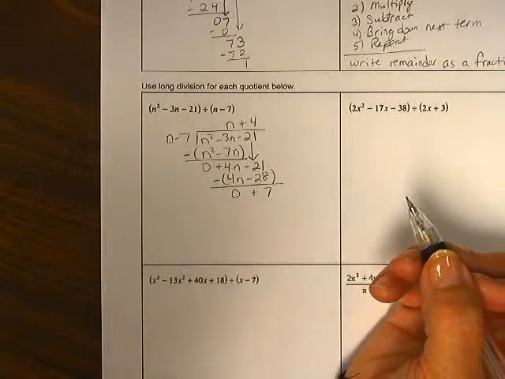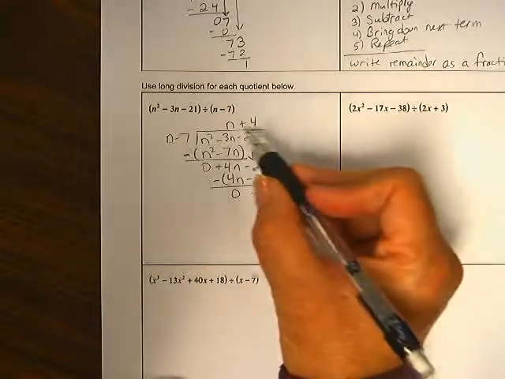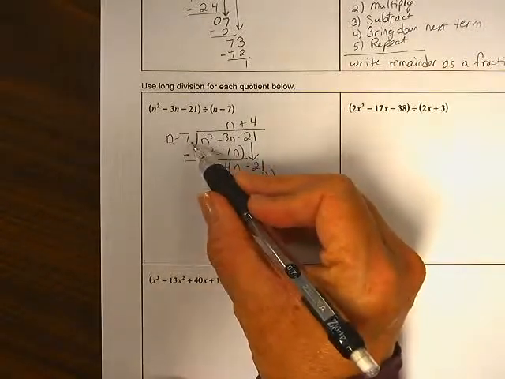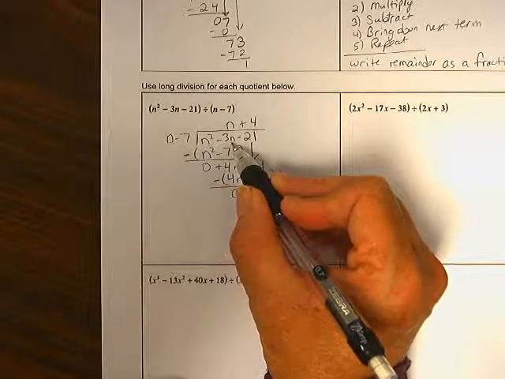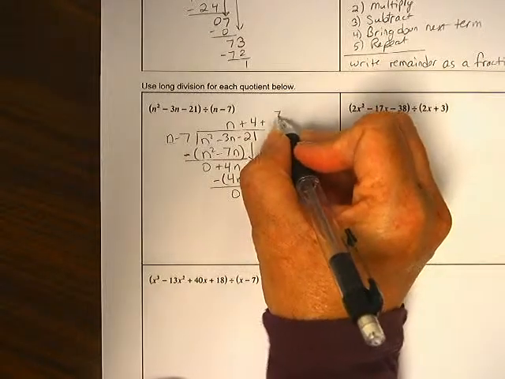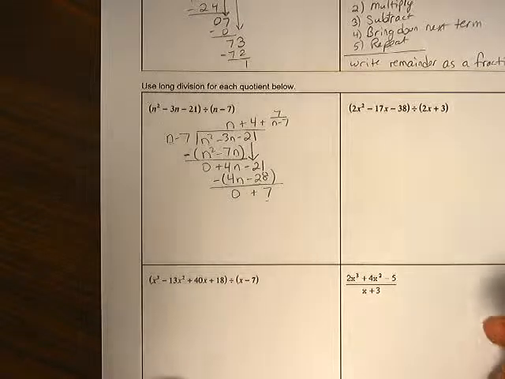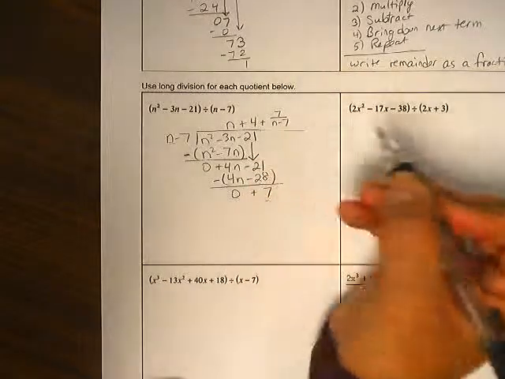And just like with numbers, we want to write our remainder, here's our remainder, as a fraction. So n minus 7 goes into n squared minus 3n minus 21, n plus 4 times plus a remainder of 7 divided by n minus 7. That is our whole answer.